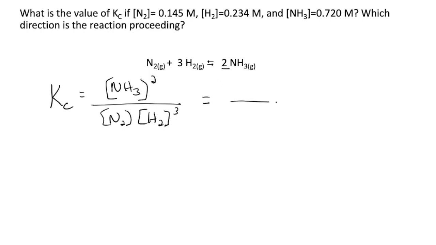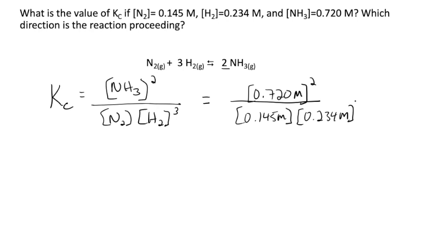Now we just plug in the values that we have in the problem. For NH3, we have 0.720 molar squared. For N2 it is 0.145 molar raised to the first power. And for H2, we have 0.234 molar raised to the third power. So the value of Kc is 65.3 to 3 sig figs.